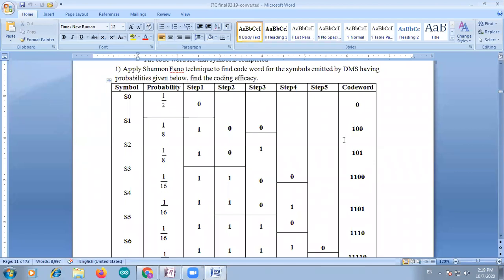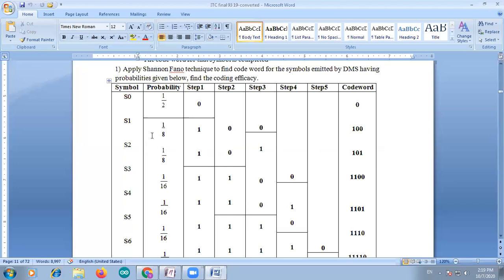Okay, so in the Huffman code, initially all the probabilities should be arranged in descending order. That is not the case in the Shannon-Fano code. As it is, the probabilities stay the same. Then divide them into two groups.